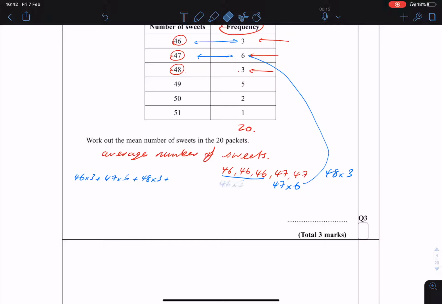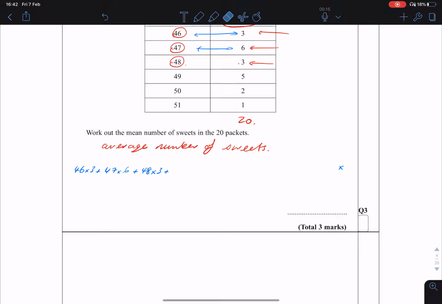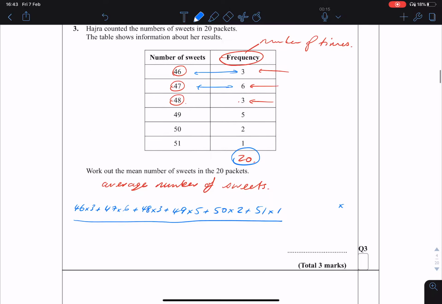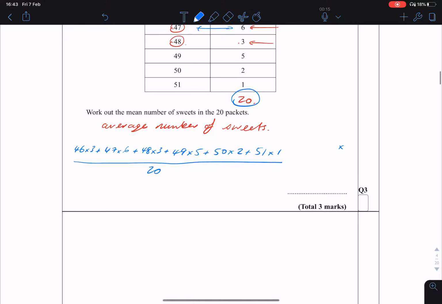Okay, I need to get rid of these here as well. Sorry. 48 times 3 plus 49 times 3 plus, oh God, I'm obsessed with this number 3. 49, not times 3, 49 times 5. And then let me just check, 50 times 2 plus 51 times 1. And the number of pieces of information I have is the number of bags that we counted in the first place, which is 20. So we divide all that by 20.